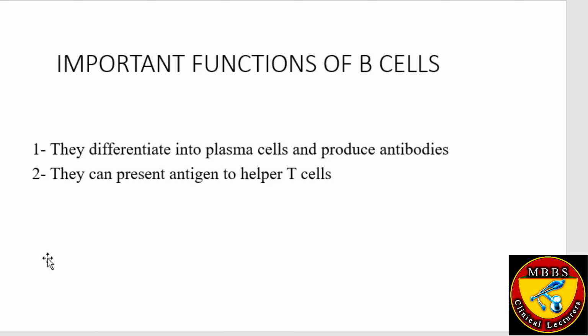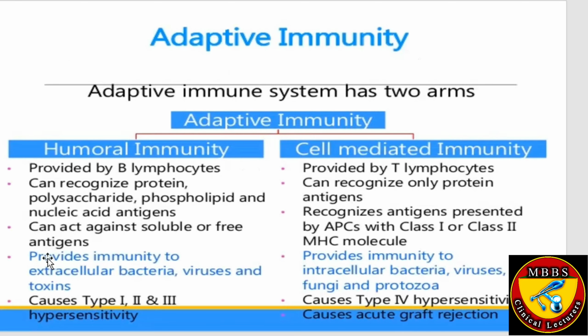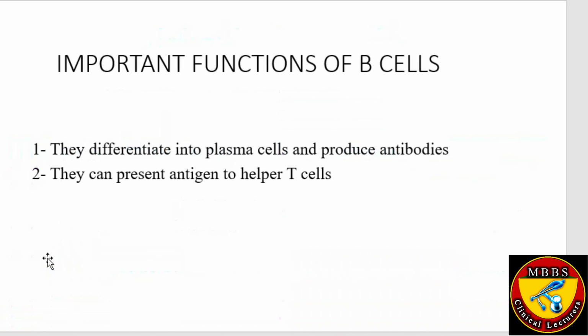As we said, in humoral immunity there is basically involvement of the B lymphocyte. One of the main important functions of the B lymphocyte is that it differentiates into plasma cells and produces antibodies. And as we said earlier, B cells are one of the most important antigen presenting cells. So B cells can present antigen to helper T cells, like the other two antigen presenting cells, the dendritic cells and the macrophages.